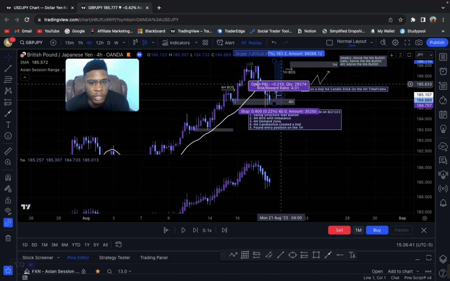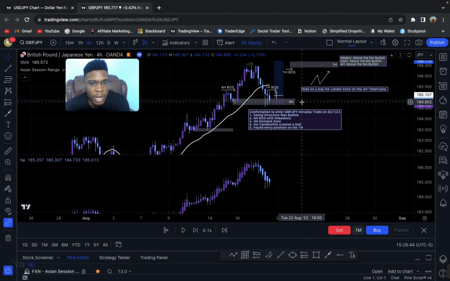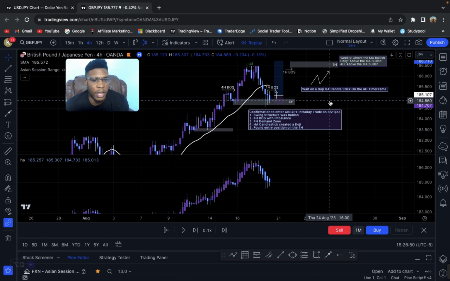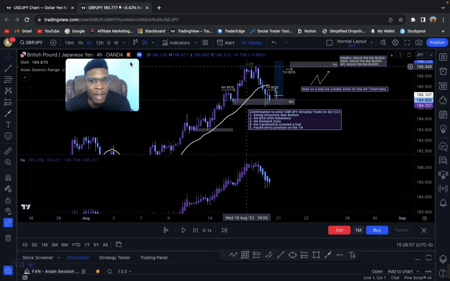But anyway, break of structure, imbalance, supply zone has been made. So this further gave me confirmation into this trade. And at this point, this is actually an A+ setup right here. A+ setup, right? And now I'm just waiting for the entry.